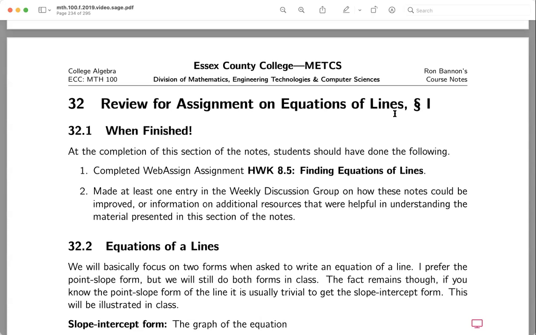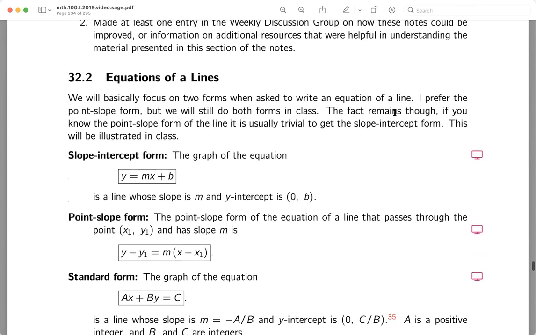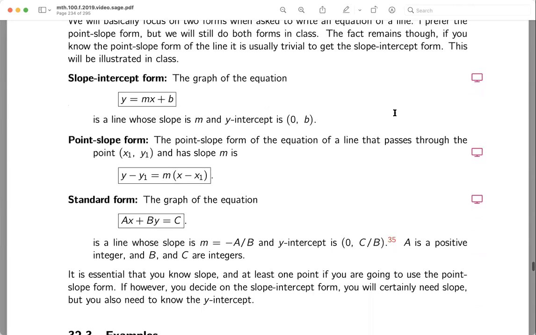Okay, we're in section 32 of the notes, and this is about equations of lines. We have a variety of forms to put down, and we've covered this in the lecture portion. We have the slope-intercept form down. We have the point-slope form down for you. And we have what's called the standard form.